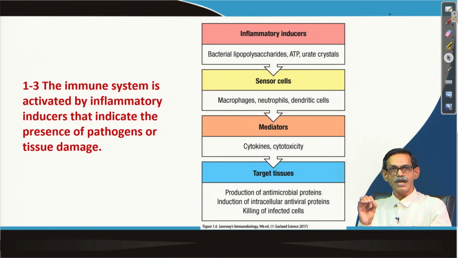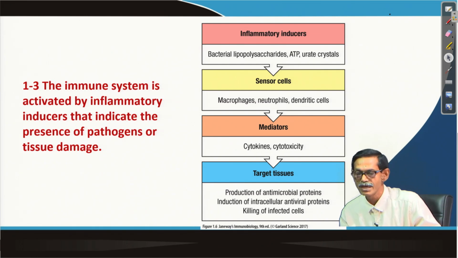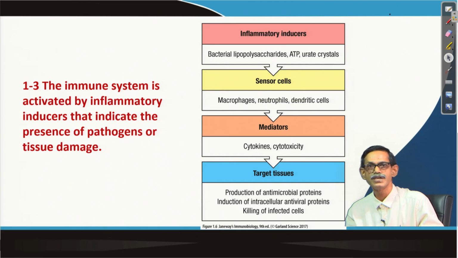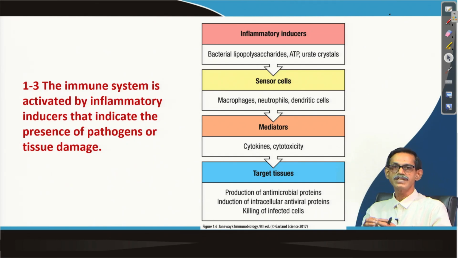So, the third point that we are telling is that the immune system is activated by inflammatory inducers that indicate the presence of pathogens or tissue damage. So, what are the inflammatory inducers? Inflammatory inducers are bacterial lipopolysaccharide, ATP, and urate crystals. One thing we have to remember is that macrophages are not only cleaning or killing the microbes, macrophages also clean up the mess. Mess means all the dead cells they are eating. After infection, a lot of immune cells are dying, and they also clean up the mess. So, macrophages also do the normal regular cleaning procedure.